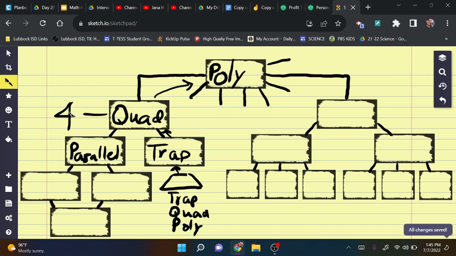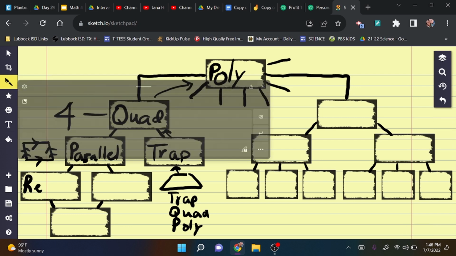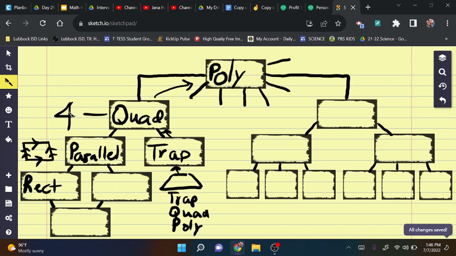Now let's come over here to these other shapes. Now we have a parallelogram. A parallelogram just means that it has 2 sets of parallel sides. So these 2 sides are parallel to each other, and these 2 sides are parallel to each other. So if I say a parallelogram, I can go, oh, that's also a quad, and that's also a polygon. Okay, let's look at our next shape. From a parallelogram, you can go 2 ways. You can either have a rectangle, or you can have a rhombus.